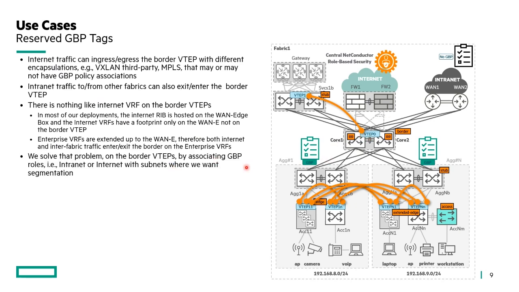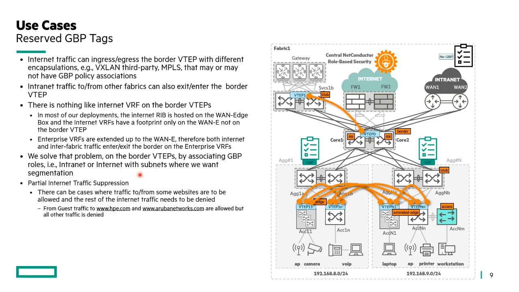So we solve that problem on the border VTEPs by associating the GBP roles, either the intranet or internet, with subnets where we want segmentation. And what this provides the user is partial internet traffic suppression as well, where there are cases where traffic to and from some websites is to be allowed and the rest of the internet traffic needs to be denied. So as an example here, I've got guest traffic to hpe.com and arubanetworks.com allowed, but all other traffic is denied.